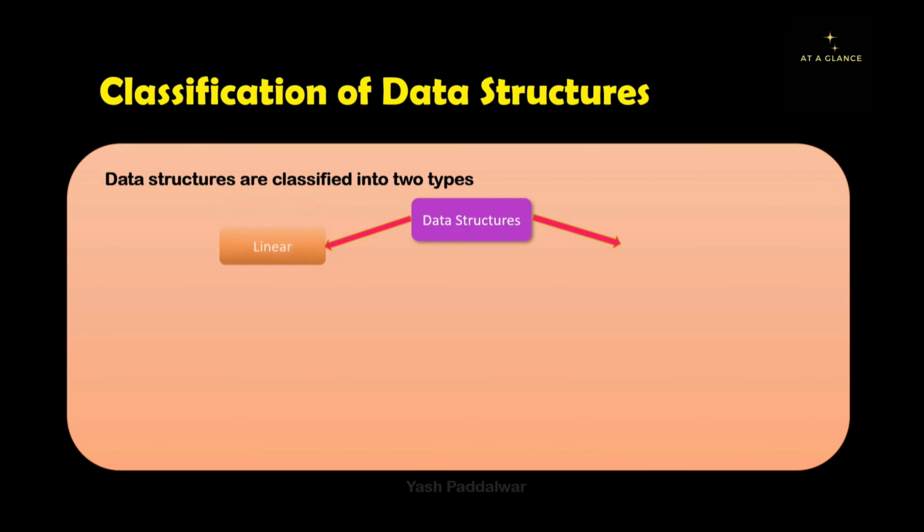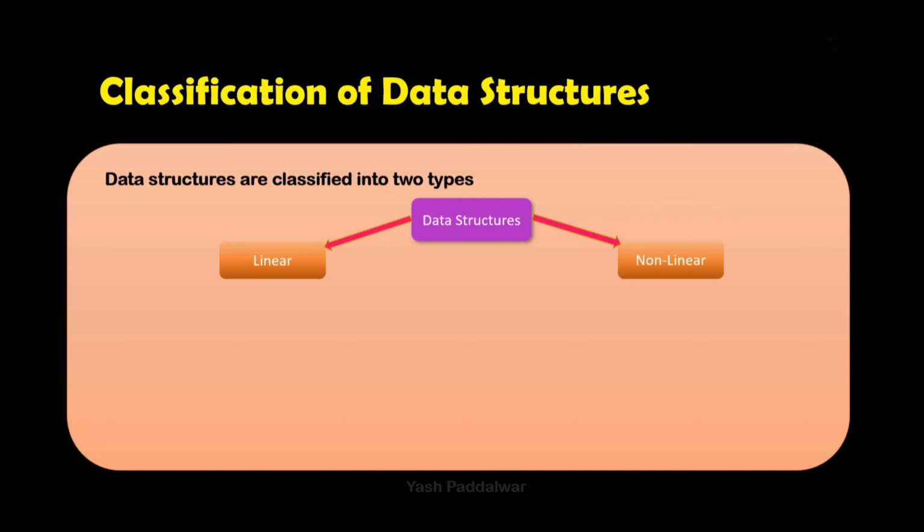Now, let's have a look at the classification of data structures. So broadly, data structures are categorized into two basic types. First is the linear data structure. So by the word itself, you might have got an idea that the data structure which arranges the elements in a linear fashion is known as a linear data structure. In this type of data structure, each element is connected to the element in front of it and to the element at the back of it.